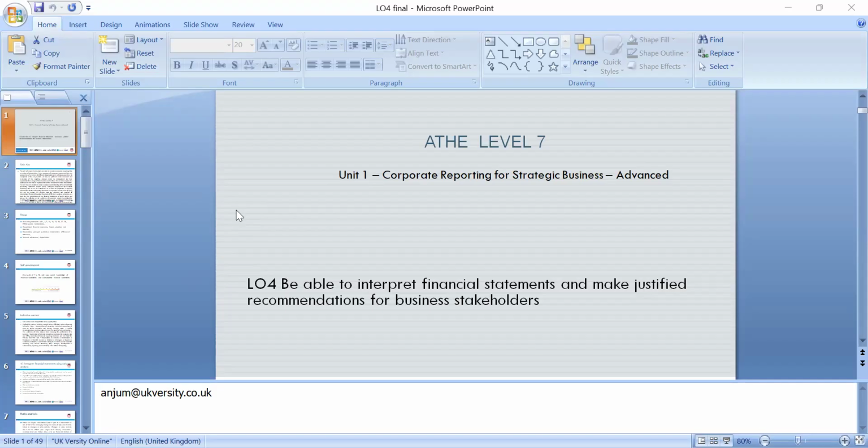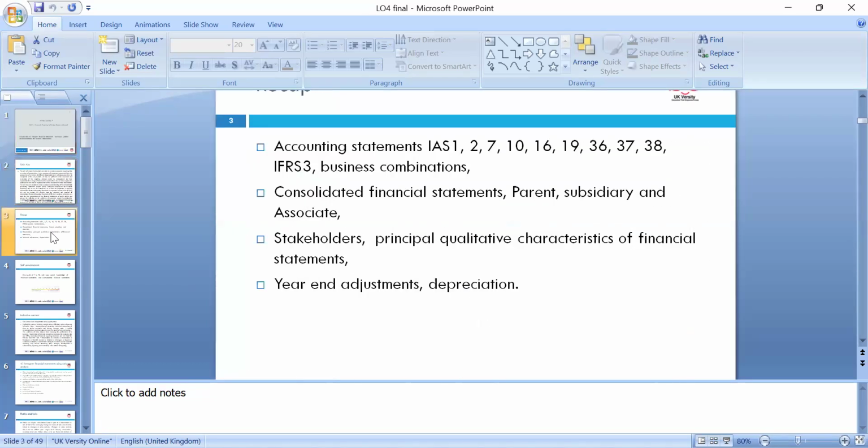Today's lesson will enable us to interpret the financial statements and make recommendations. That will be the key question: how we can measure the performance of the company, how we can interpret the financial statements, and how financial statements are used by various stakeholders.